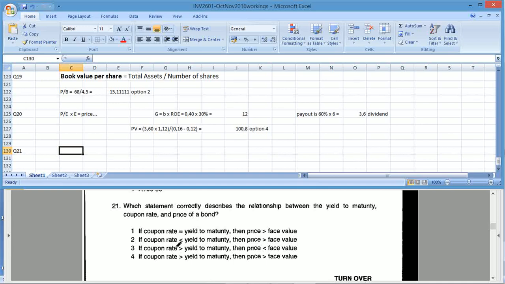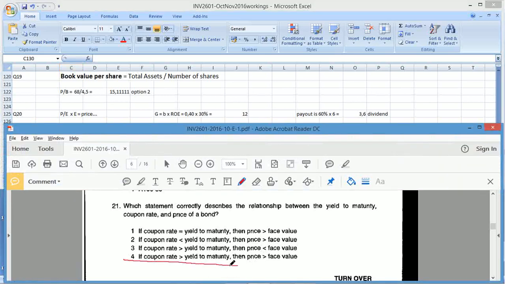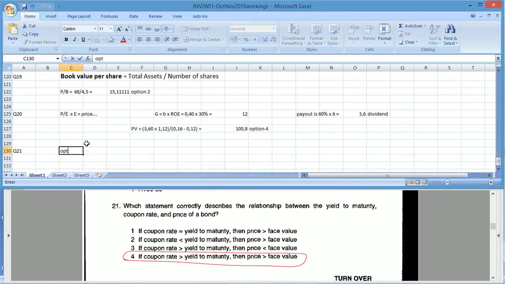Okay, coupon rate greater than yield. So if the coupon rate is greater than yield, the bond will be at a premium, because the bond is offering more interest. Coupon rate greater than yield, so it'll be price greater than face value, so that one. Coupon rate greater than yield, bond is trading at a premium, price more than face value, option 4.